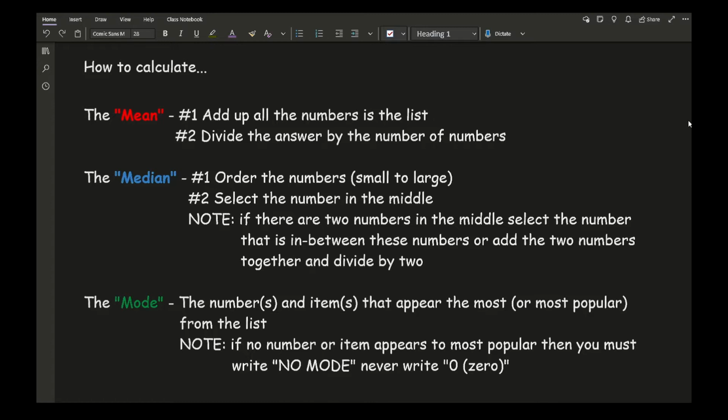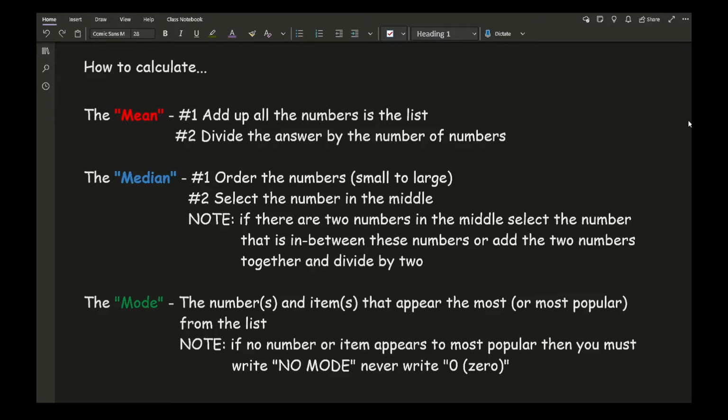Now the median, again, follows two simple steps. The first thing you need to do, and this is probably the most important one, as well as obviously finding the answer, is to order the numbers from smallest to largest. It doesn't necessarily need to be smallest to largest, but it's a lot easier to order a set of numbers if you are doing it in that particular order.